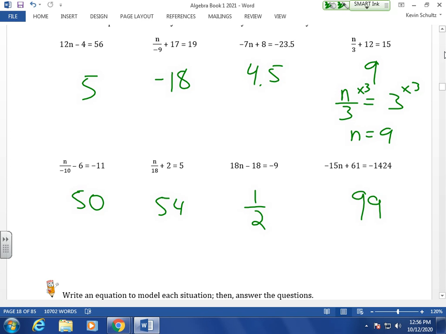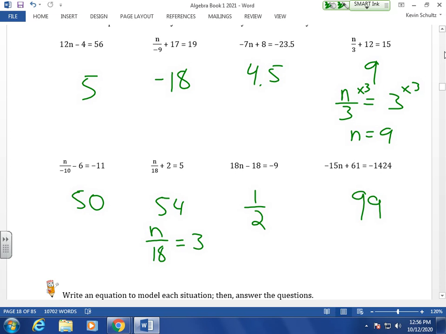The second one, similar thing here, second row. Second one, n divided by 18 plus 2. When you subtract 2 from both sides, you get n divided by 18 equals 3. Your brain might think 6 because it sees the 18 and the 3, but multiplying both sides by 18, which is the opposite operation of dividing by 18, we get 54.